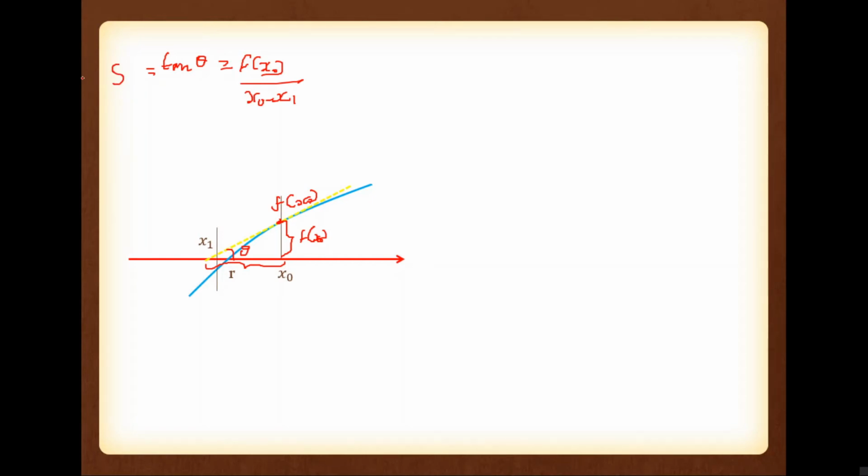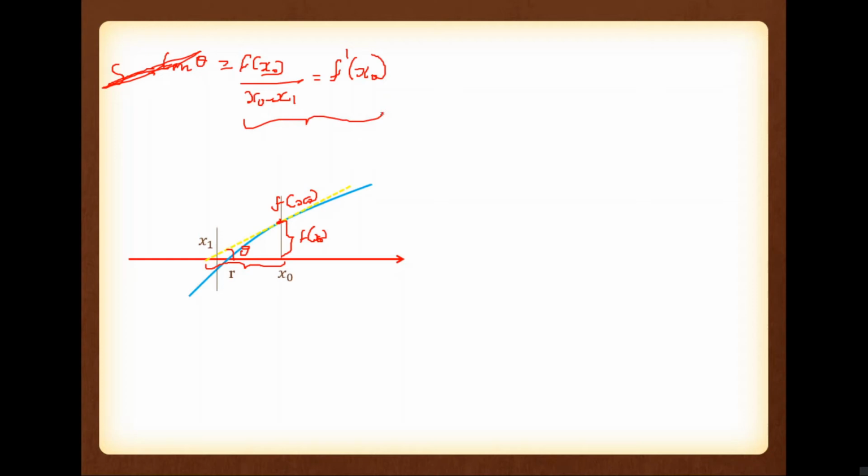So S is equal to tan theta, that is equal to f of x0 divided by x0 minus x1. What is the slope? We are calculating the slope at this point, so that slope is nothing but f dash of x0, that is, the differentiation of f of x at x0. Because we are calculating slope at this point, the differentiation at this point is nothing but the slope. So S equals tan theta, equals f of x0 divided by x0 minus x1, equals f dash of x0. For the remaining calculation, we are not going to use these two terms; we need these two terms only.